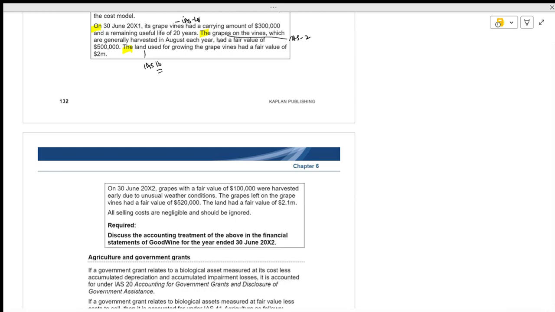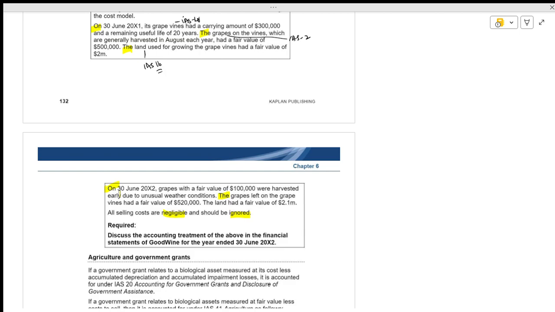On 30th June, grapes with a fair value of 100 were harvested early due to unusual weather conditions. The grapes left on the grapevines have a fair value of 520. The land has a fair value of 200. All selling costs are negligible, there is no selling cost. Okay. Discuss the accounting treatment.